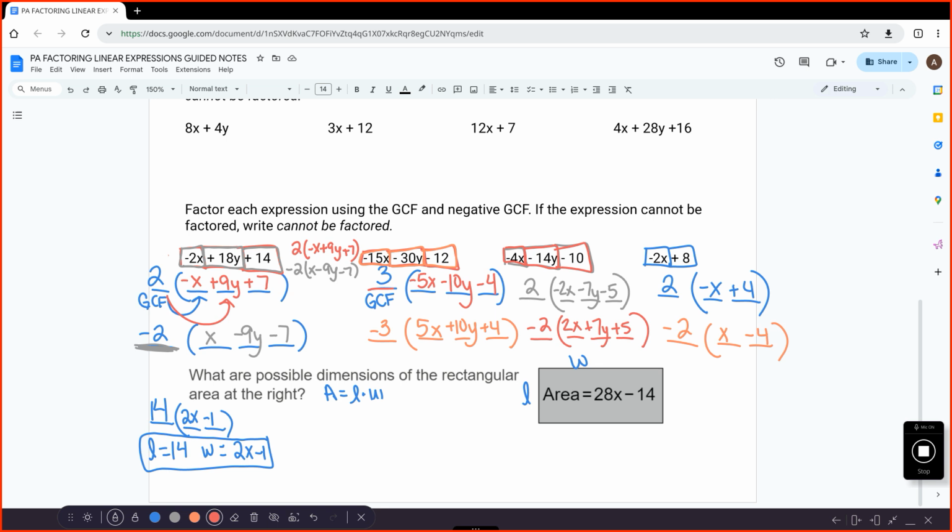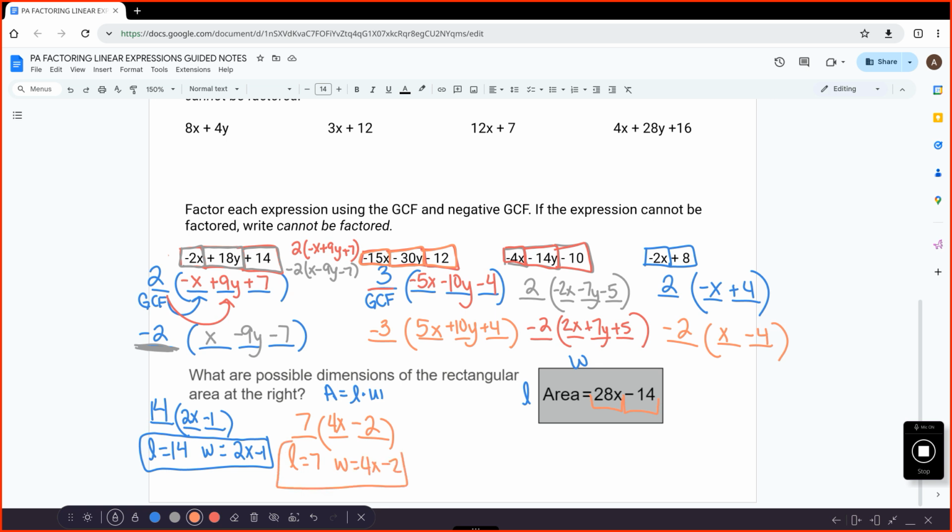Let's go through a couple of other different ones. You can factor this out using, instead of the GCF, another number, right? What other factors go into both 28 and 14? 7. So you could factor out using 7. So 28x divided by 7 will get you 4x. Negative 14 divided by 7 gets you negative 2. So you could say your length is 7 and your width is 4x minus 2.